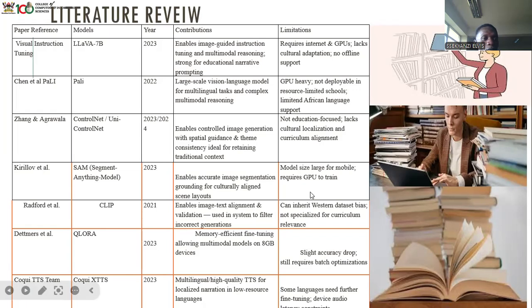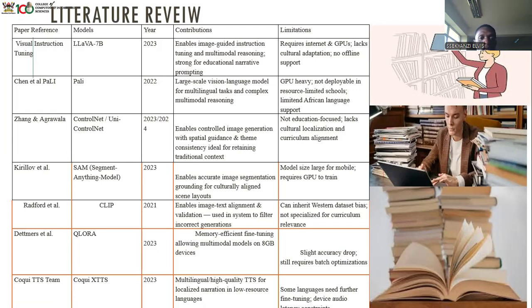And the other is ControlNet. ControlNet will enable controlled image generation with spatial guidance and consistency. This aids diffusion models or generative models such as diffusion in controlling poses or the way the image should look. We have the Segment Anything model.